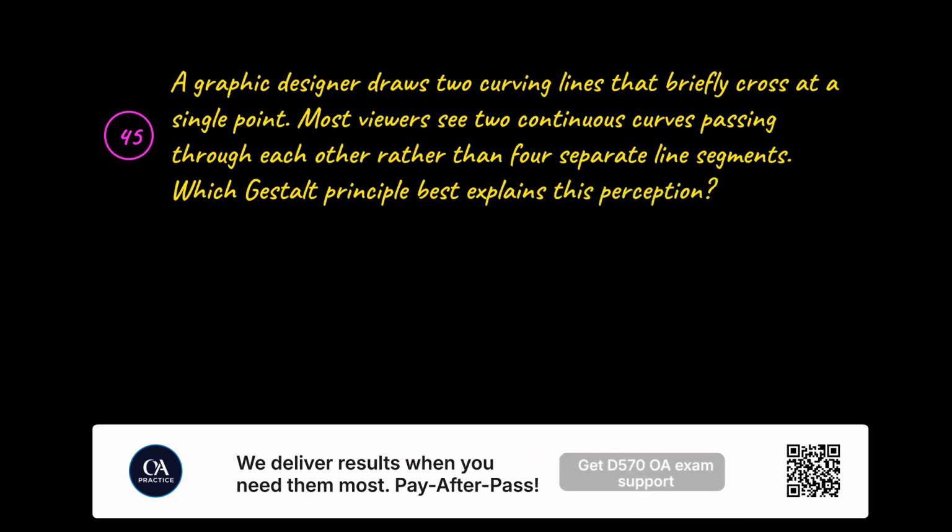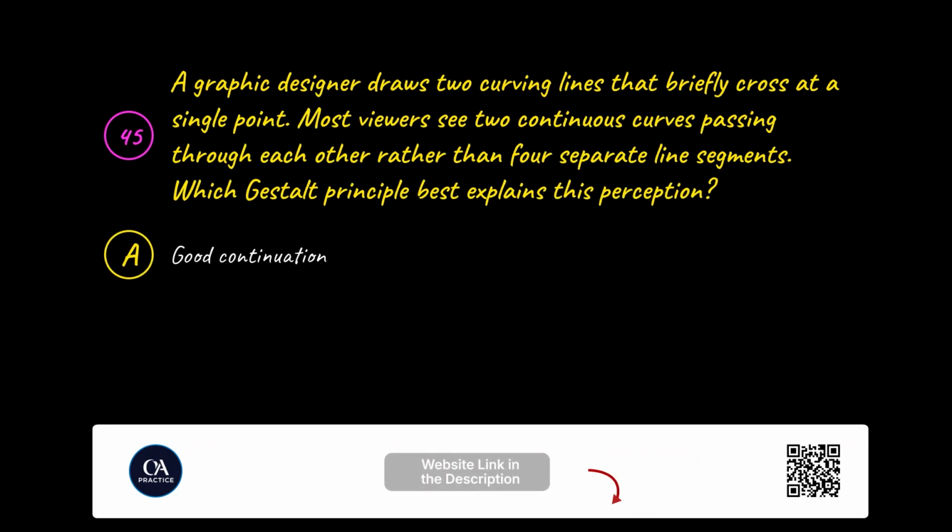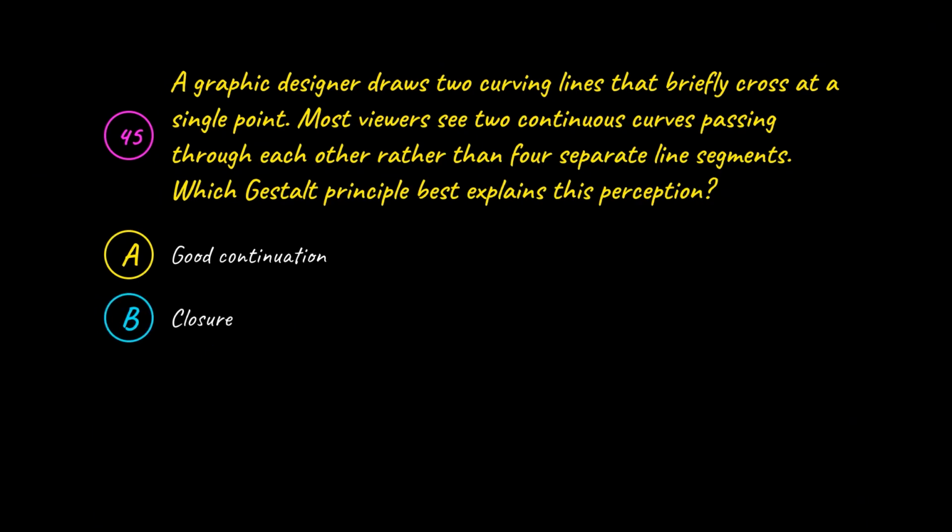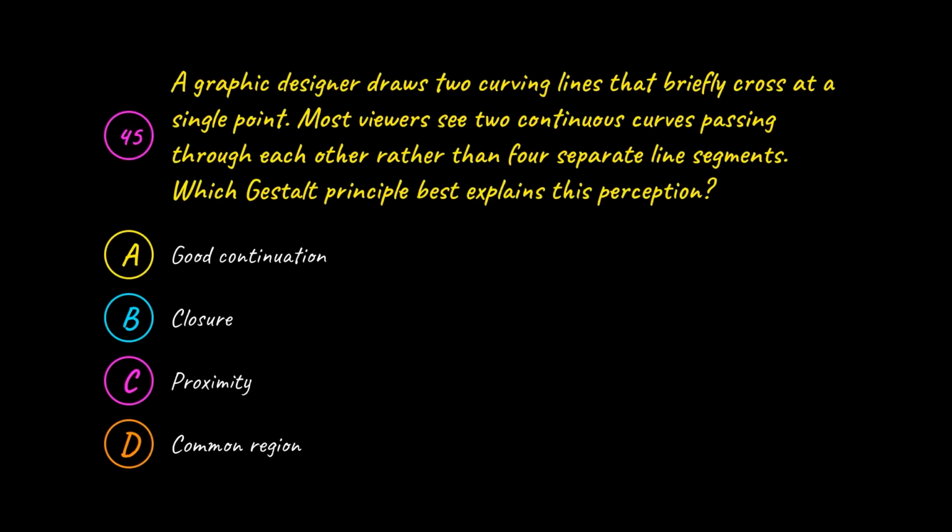Your options are A. Good continuation, B. Closure, C. Proximity, D. Common region. Pick one. Trust your gut. Here's your chance to test yourself.